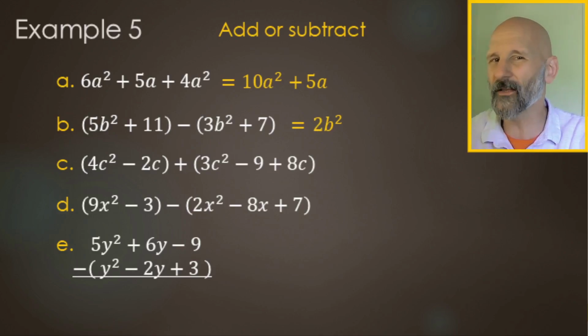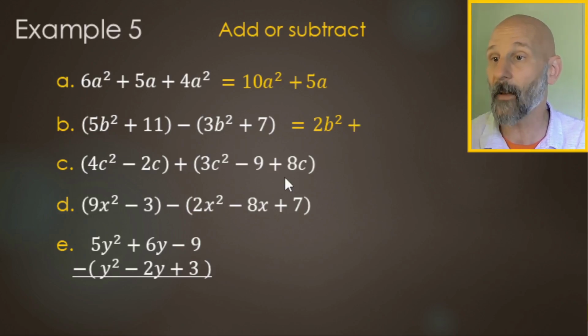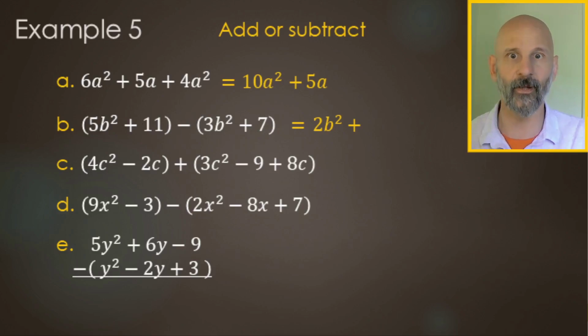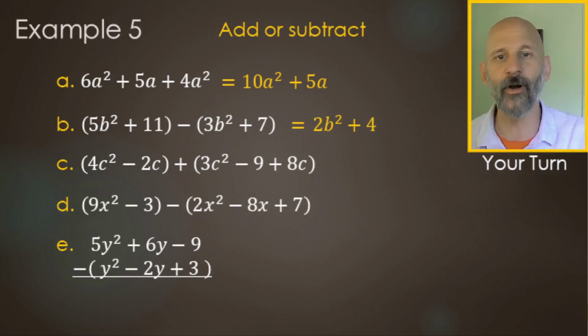Now there's no regular b terms here, so now we move on to the constant terms. We have an 11 minus 7, so there's 11 and we're subtracting a positive 7. So 11 minus 7, that's just going to make a 4, and boom, done there. Let's have you go ahead and try C out on your own. Pause the video, then come on back and see how you did.